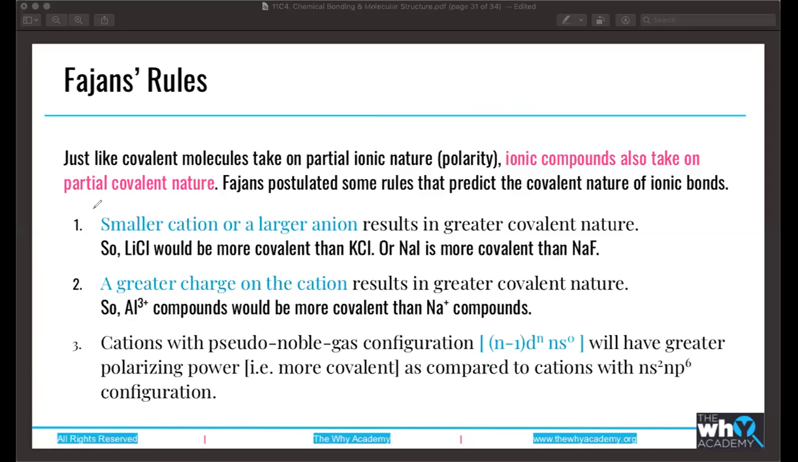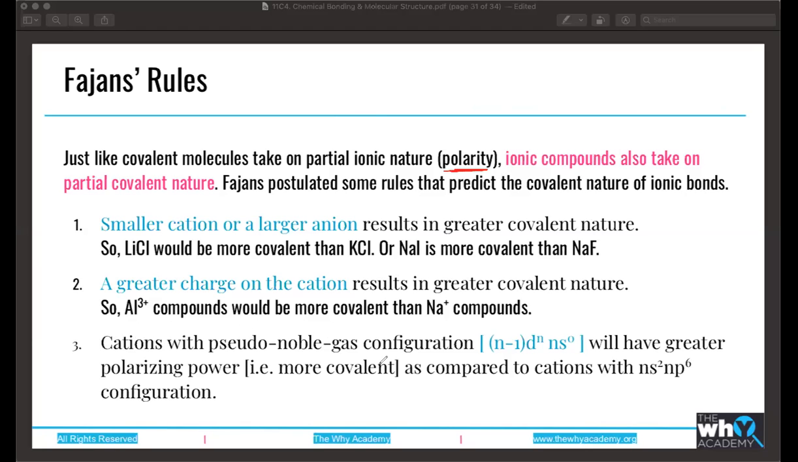Some of them are strong bases, some form weak bases, some are more soluble, some are less soluble. Where is this difference in properties within ionic compounds coming from? That's because of the polarity of the bond. So a smaller cation or a larger anion results in greater covalent nature, or greater polarizing property of the bond. A greater charge on the cation means more polarizing, greater covalent nature.